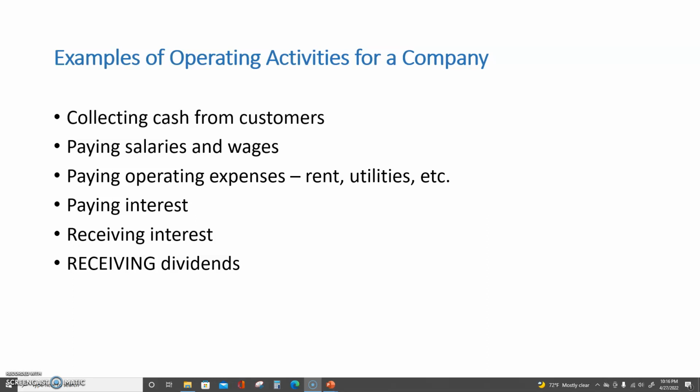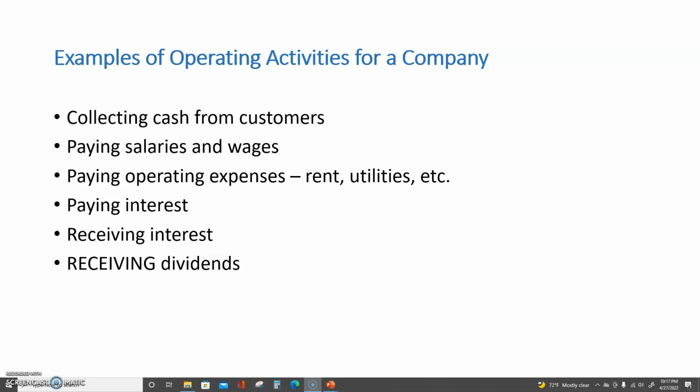Paying salaries and wages, that is an operating activity. That is an outflow of cash. Paying operating expenses such as rent, utilities, advertising, things like that are also outflows of cash. They're operating activities.